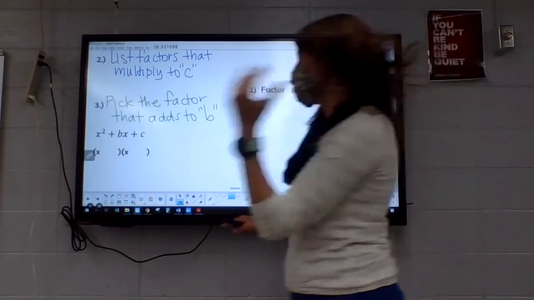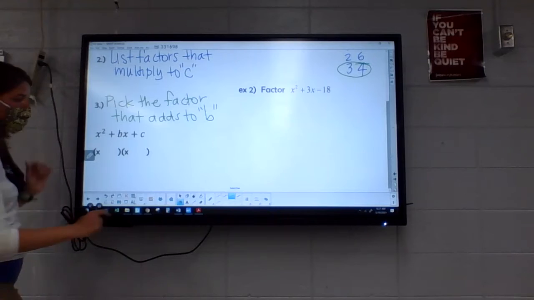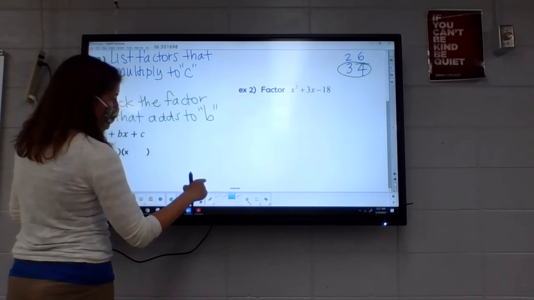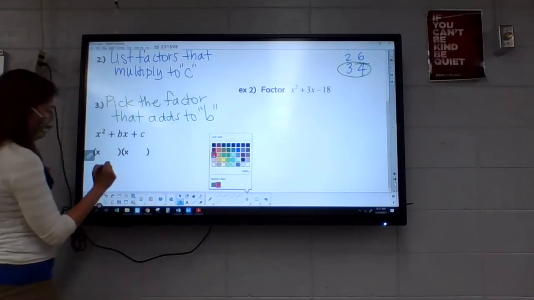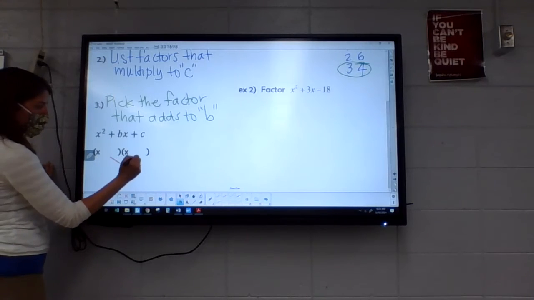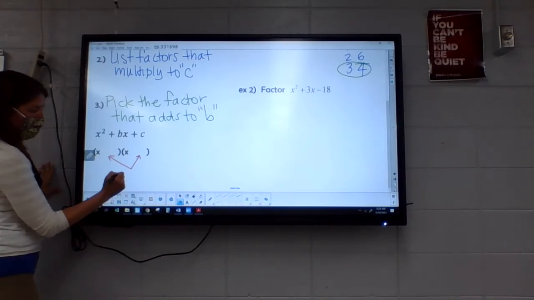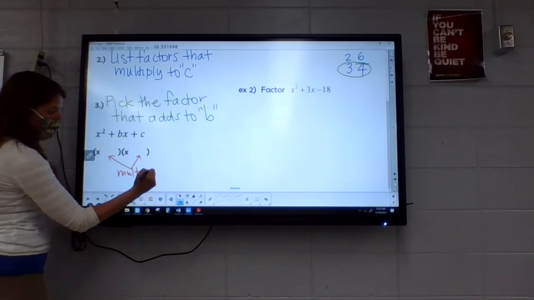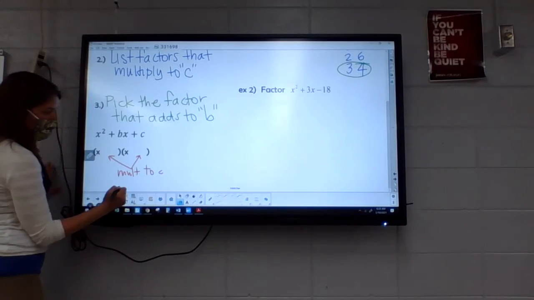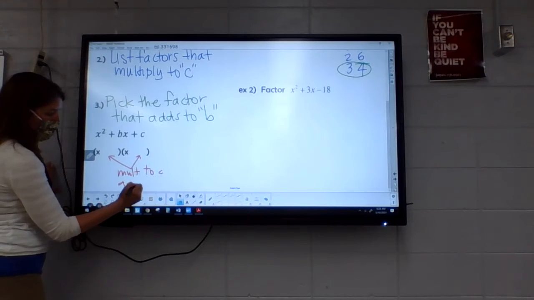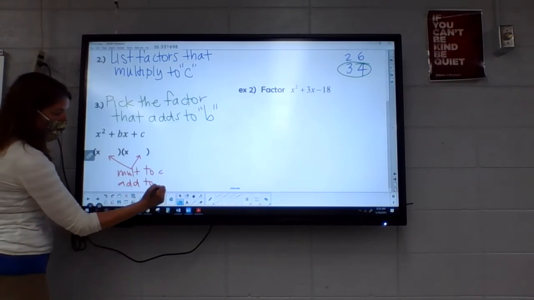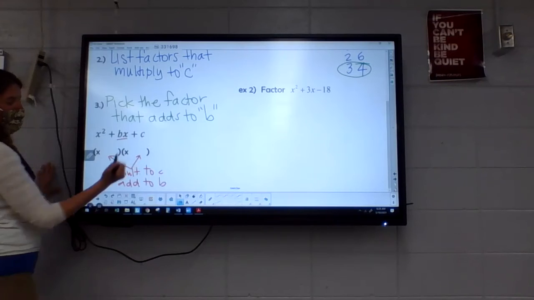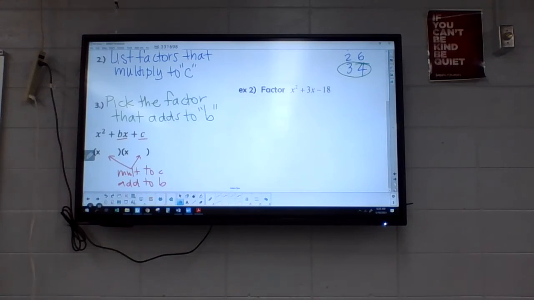All right, so this here is just a summary. These two numbers, we want them to multiply to C and add to B. We want those numbers to multiply to C, add to B.